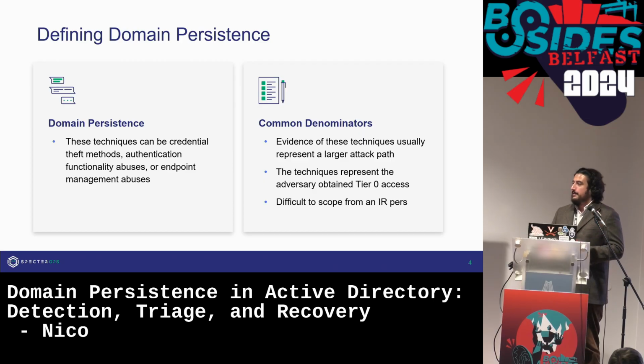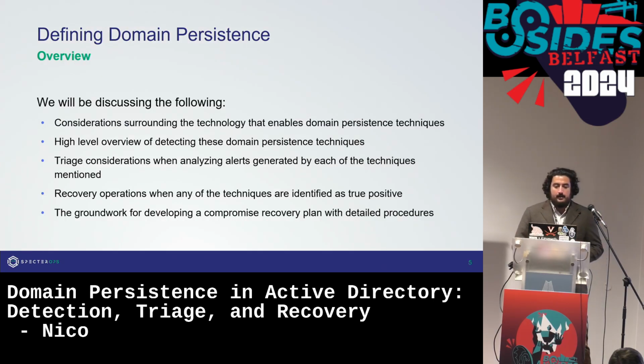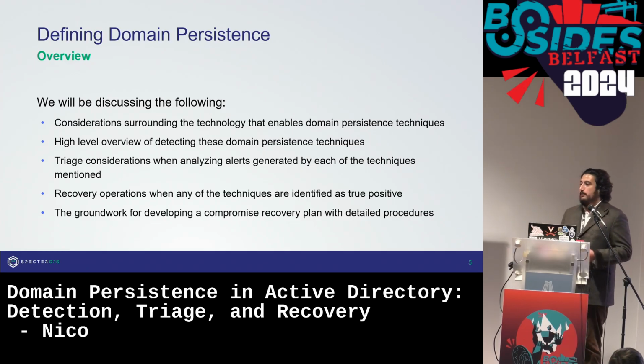Techniques represent, right, that tier 0 access that the adversary is able to get. So we're going to talk about a few different high-level techniques that we often see when we're talking about adversary domain persistence.